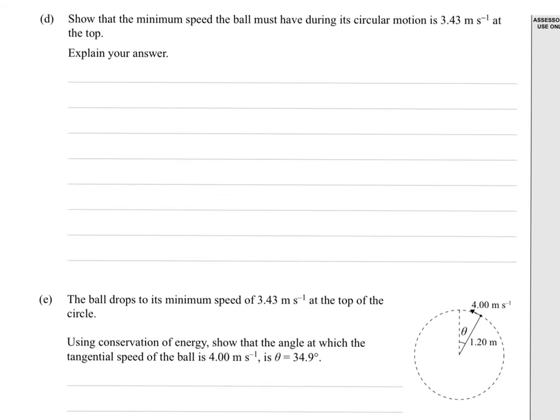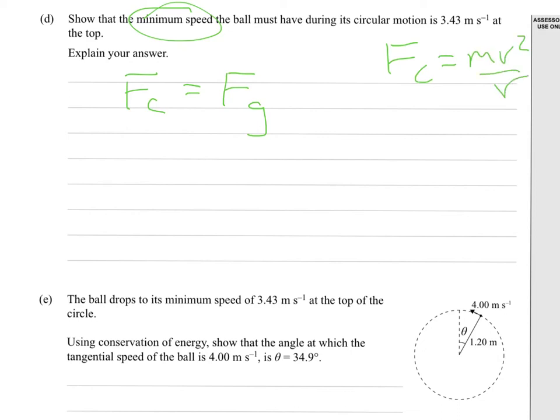Anyway, D, show that the minimum speed the ball must have during its circular motion is 3.43 metres per second at the top. So this is minimum speed. Minimum speed is when the centripetal force is entirely the force due to gravity at the top. So at the top, when your kinetic energy is minimum, your velocity will be minimum. So if we look at mv squared over r with the minimum velocity, your centripetal force does have to be minimum, and that's going to be the force due to gravity.